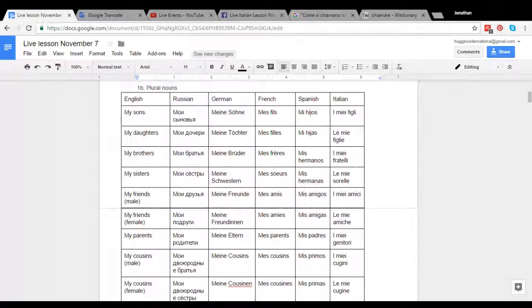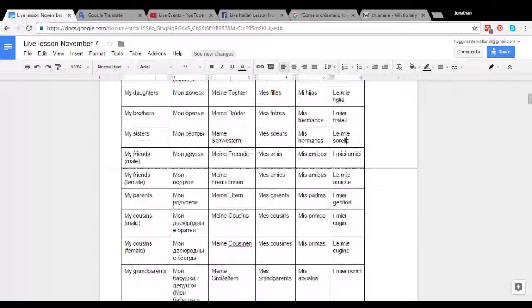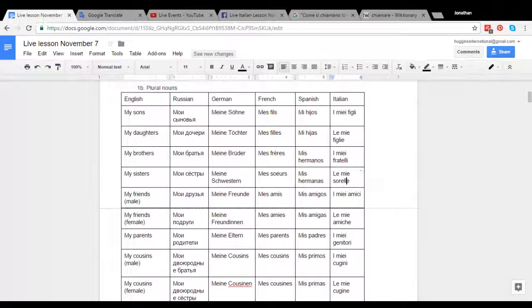And in most cases, we can see that the E ending, like for sorelle, or amiche, or cugine, is usually for the feminine plural, and the I ending, like figli, fratelli, amici, is usually the masculine plural form. The CI in amici is the ch sound. Okay.